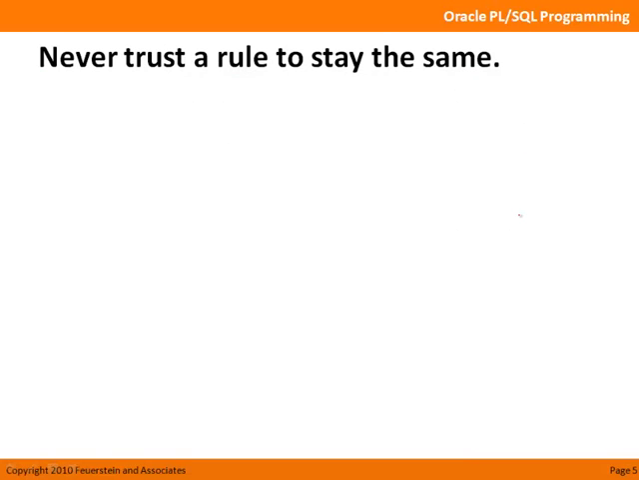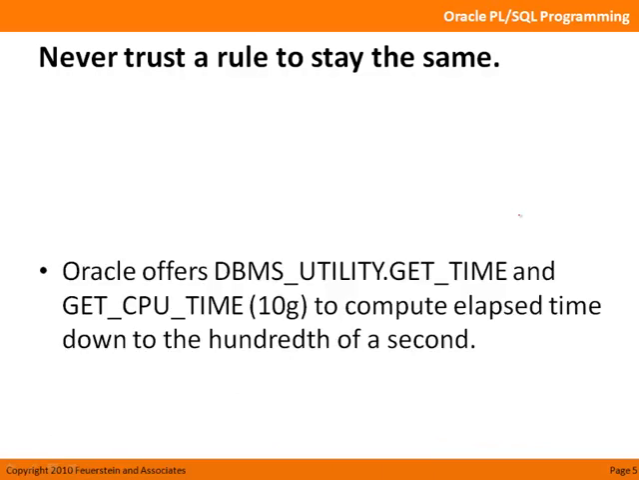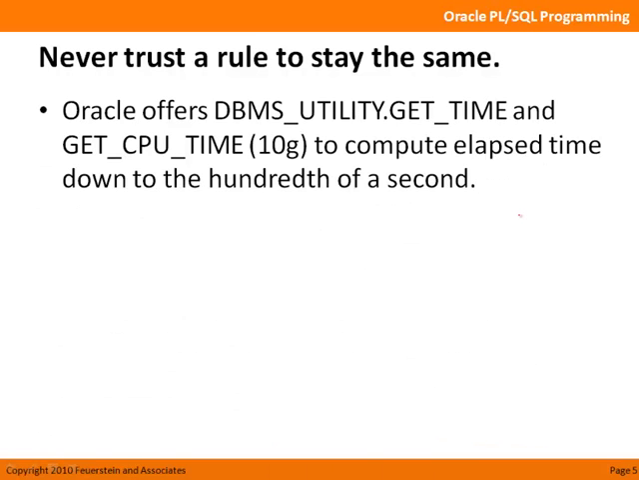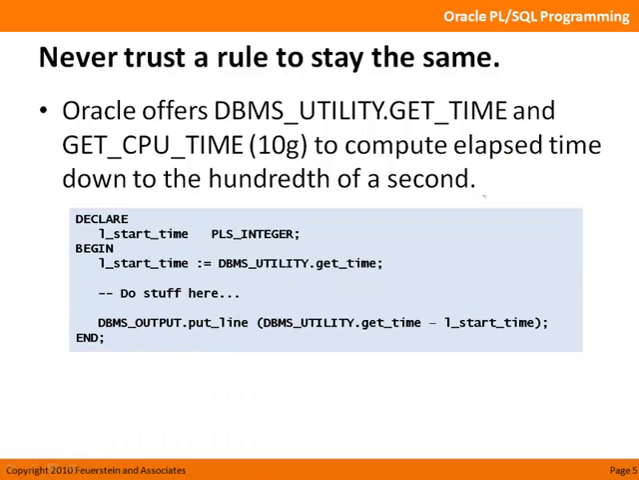So the bottom line is never trust a rule, never trust a formula to stay the same. And what I'd like to do is drive home how critical that is and how you can never trust a rule by giving you an example from the world of Oracle. So Oracle offers a utility function called getTime and getCPUTime in the dbms_utility package. And these programs can be used to calculate elapsed time of your own programs down to the 100th of a second, which is nice, better than sysdate, which calculates down to the second.